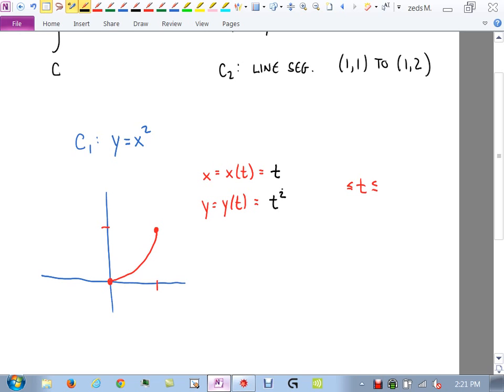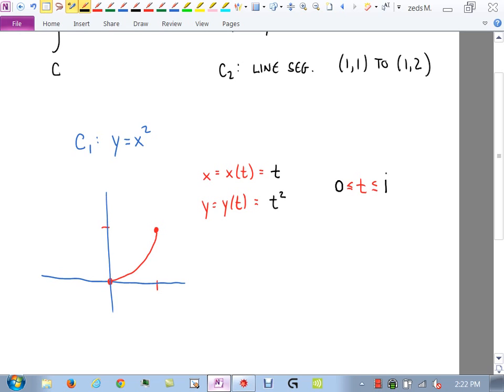And then t should vary between where and where? Well, t is x, right? So what should it vary between? 0 and 1. And just check it for yourself. If t is 0, where are we? (0, 0). If t is 1, where are we? (1, 1). What if t is 1/2? Where are we? (1/2, 1/4). We're drawing the parabola, aren't we? With those parametric equations. That make sense?